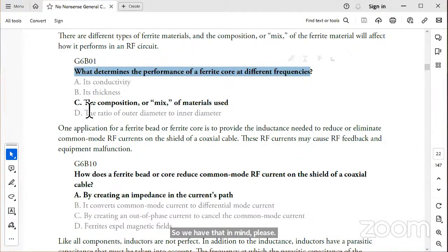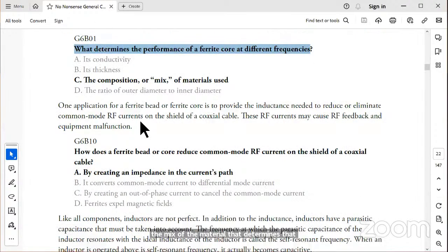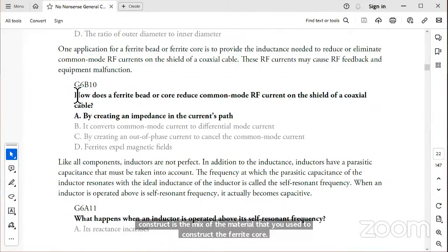What determines the performance of a ferrite core at different frequencies? So we said the thing that determines that performance is the mix of the material that is used to construct the ferrite core. So the answer is the composition or mix of materials used.